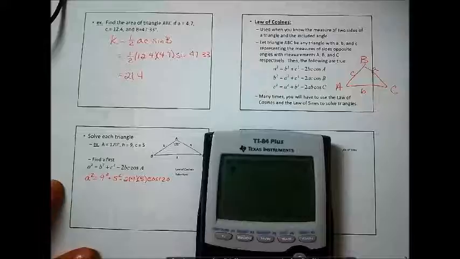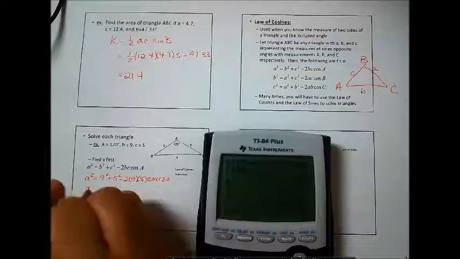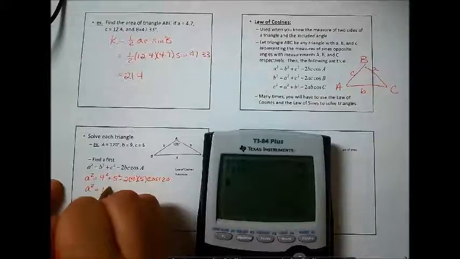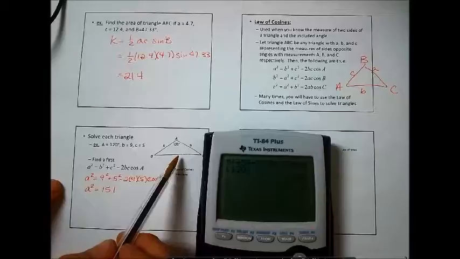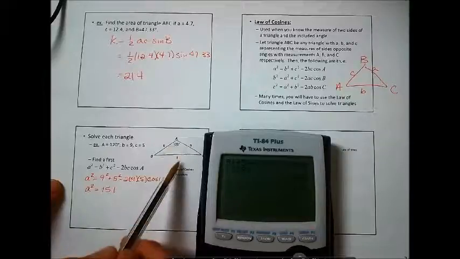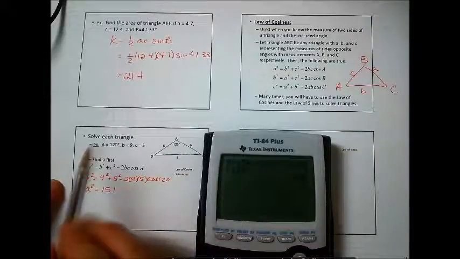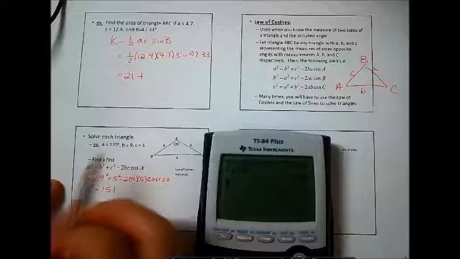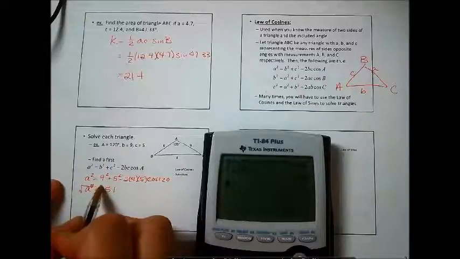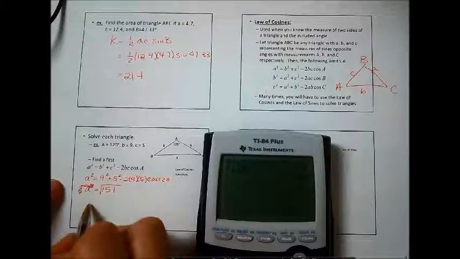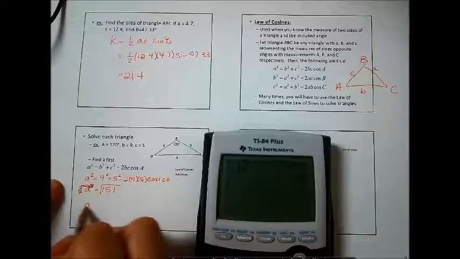And we get 151. Now it's important to realize that A is not 151, because that would be a ridiculous triangle to have a side length of 5, a side length of 9, and a side length of 151. But that's A squared, so to cancel out that squared, we have to take the square root. So A, square root of 151, is 12.3.